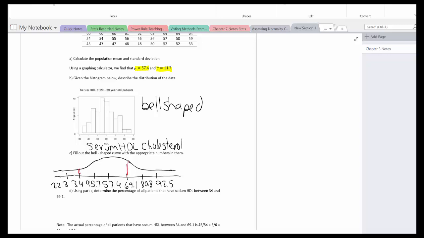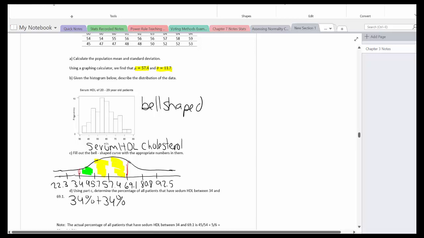Okay. Now, we know here and here is 34 plus 34. That's 68%, but I'll break it down. And then the last particular region here, that's going to be 13.5%. So when I add up all the percentages, it's 81.5%. Again, using the empirical rule.